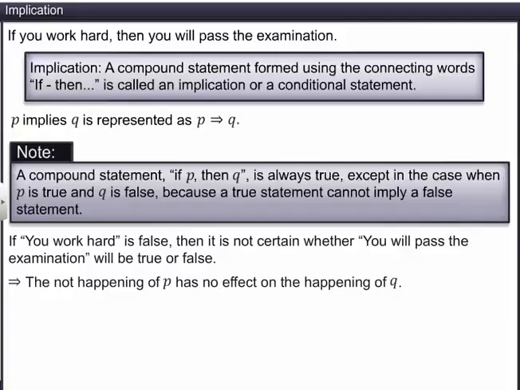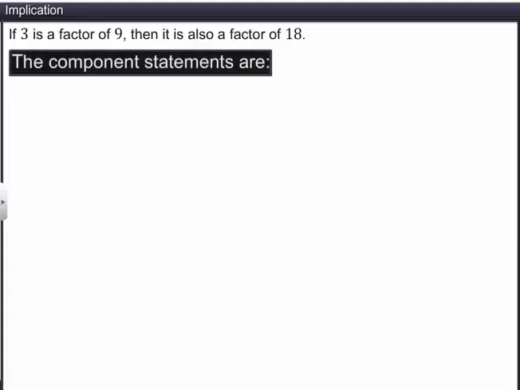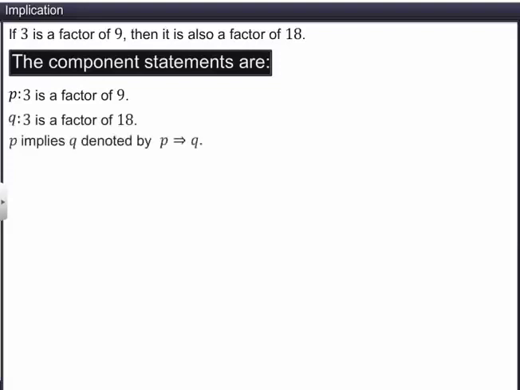Let's consider another statement. If 3 is a factor of 9, then it is also a factor of 18. The component statements that are involved in it are 3 is a factor of 9, 3 is a factor of 18. Statement P implies statement Q, or 3 is a factor of 9 implies that 3 is also a factor of 18. The implication or conditional statement P implies Q can also be expressed as shown.